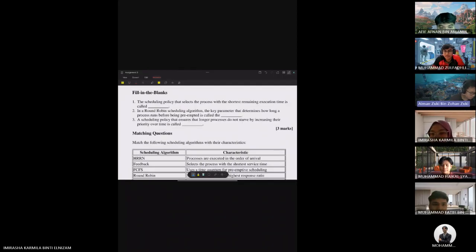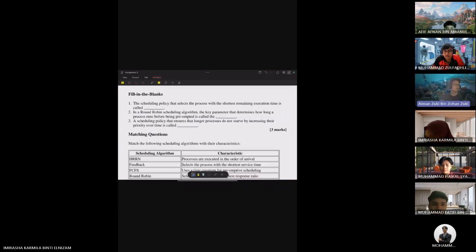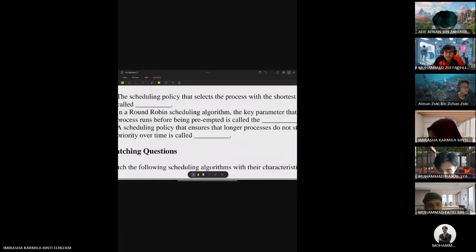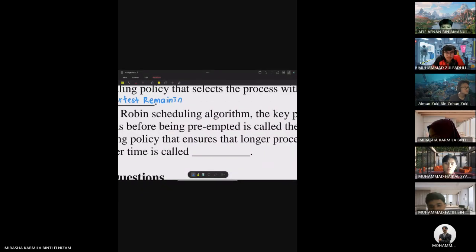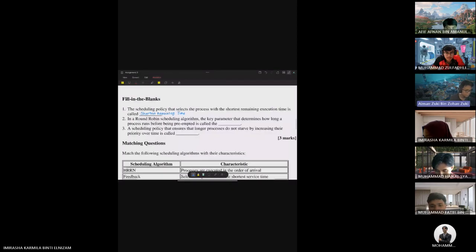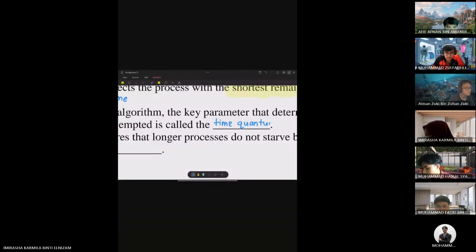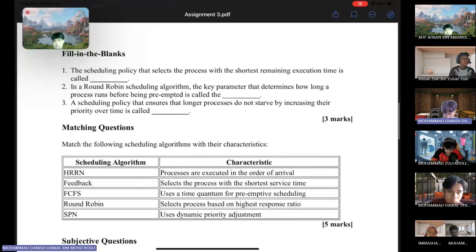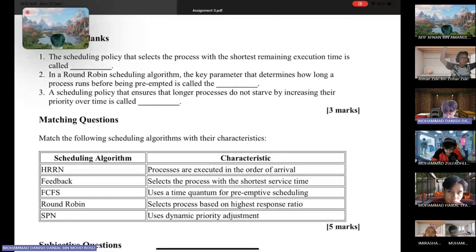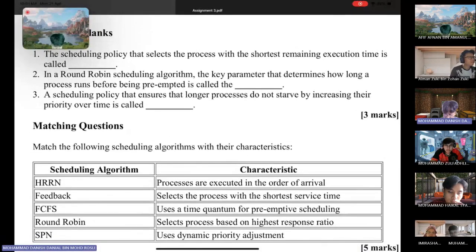Moving on to the fill in the blanks questions. For the first one, the scheduling policy that selects the process with the shortest remaining execution time is called shortest remaining time. The second question, in a round-robin scheduling algorithm, the key parameter that determines how long a process runs before being preempted is called the time quantum. A scheduling policy that ensures that longer processes do not starve by increasing their priority over time is called aging.